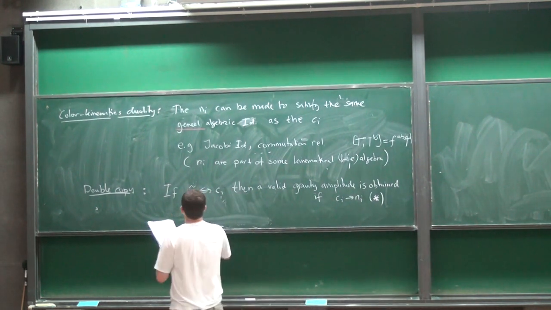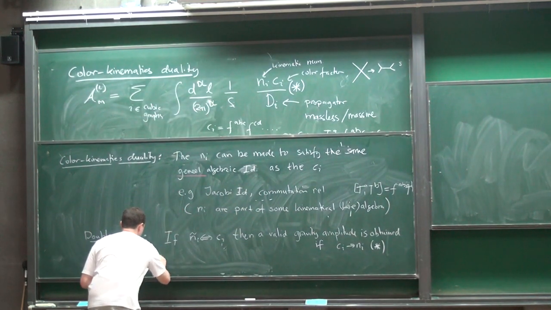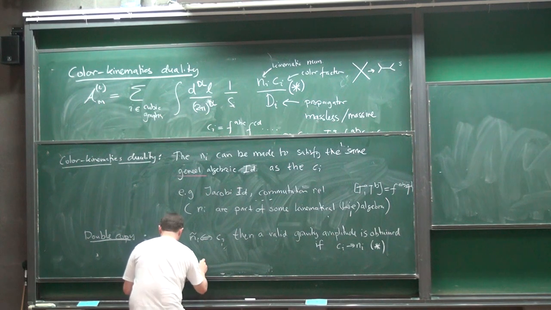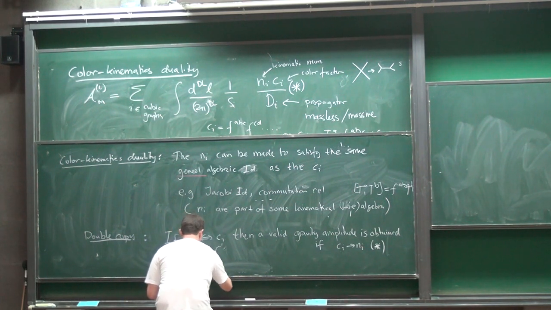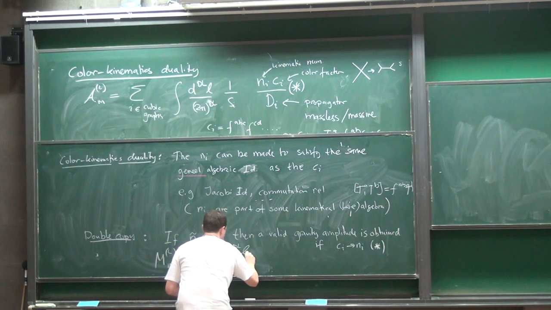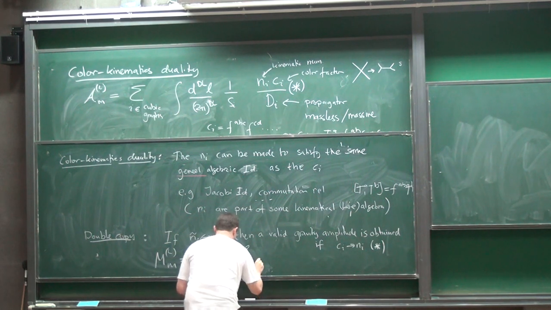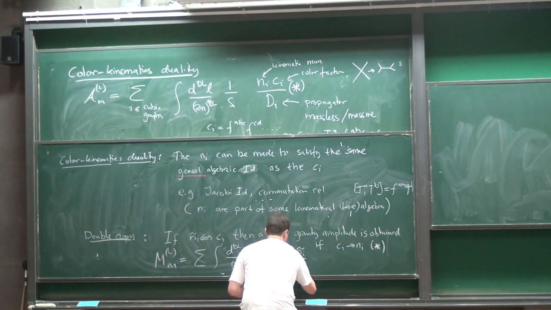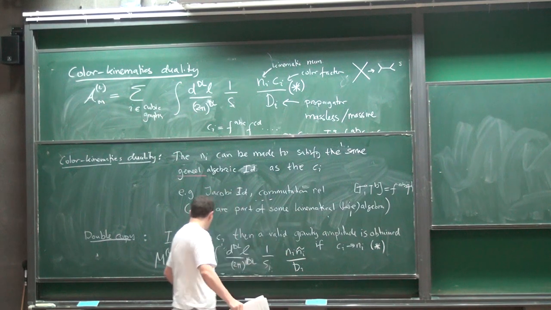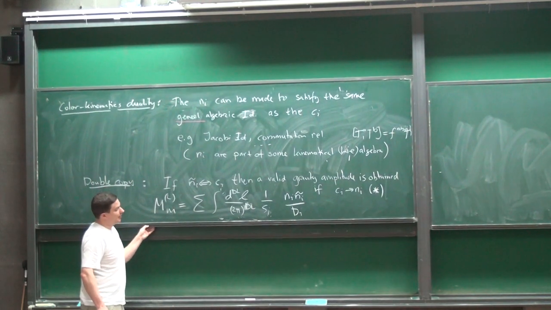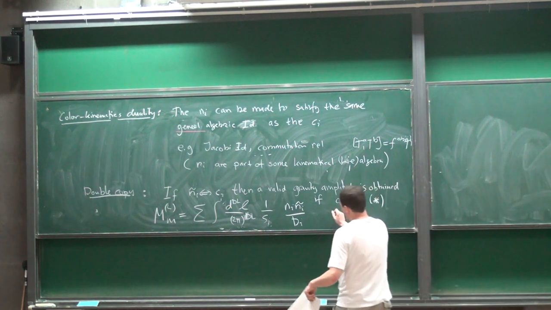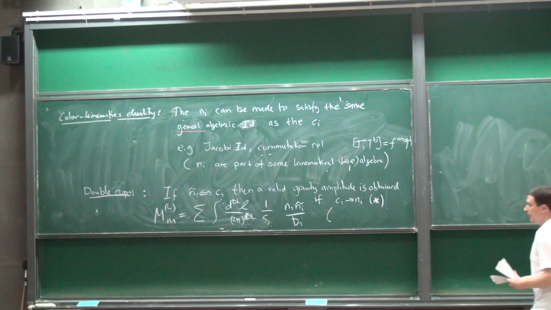And if you do that, you get something that looks like this, schematically here. And this is the double copy. So it's a prescription for getting gravity amplitudes. Now you might wonder, why does this work? And you can give a simple reason why it's at least not incorrect.